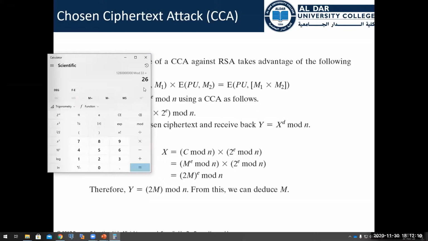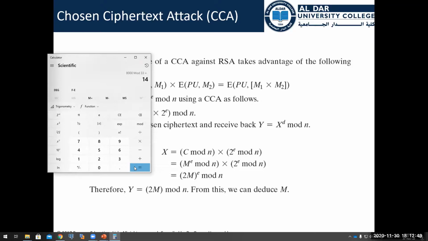So, no, this is not correct. It should be 20. No, I mean, no. I think I have to use the private key. So 20 to the power, let me check, the private key, which is 3, not 7. And this is mod 33. This is 14. Yes, this is 14, exactly.